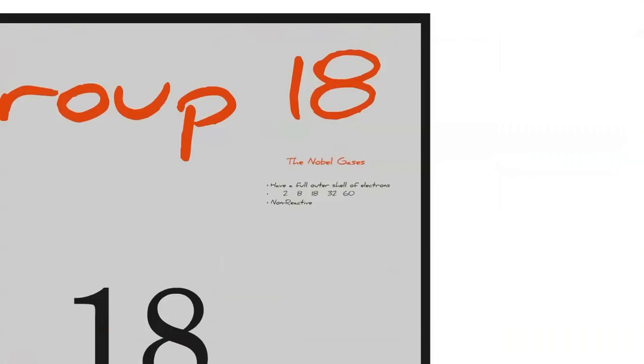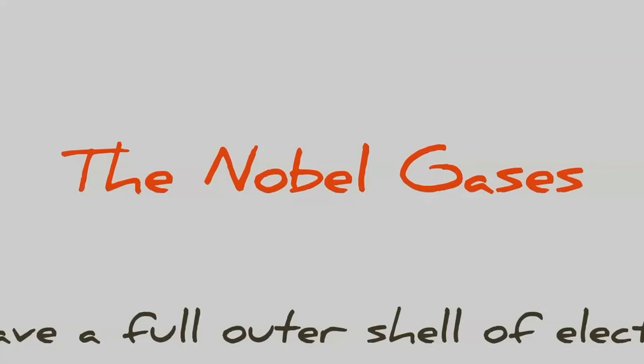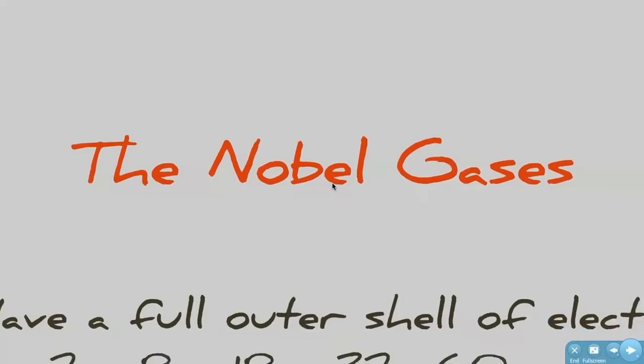Group 18, the noble gases. Oh my god, I spelled it wrong. Isn't it L-E? I always do that. It is LE. Okay, this is spelled wrong. Ah, crisis.